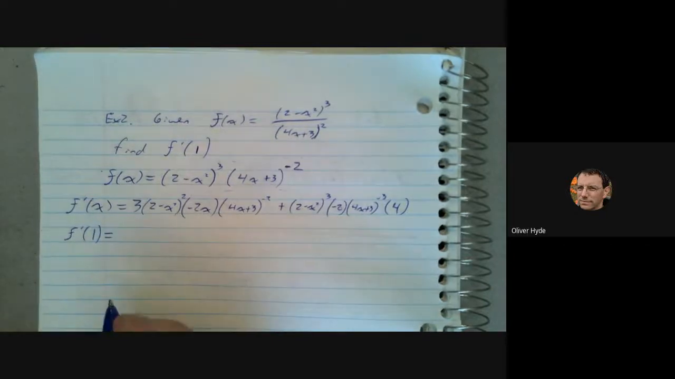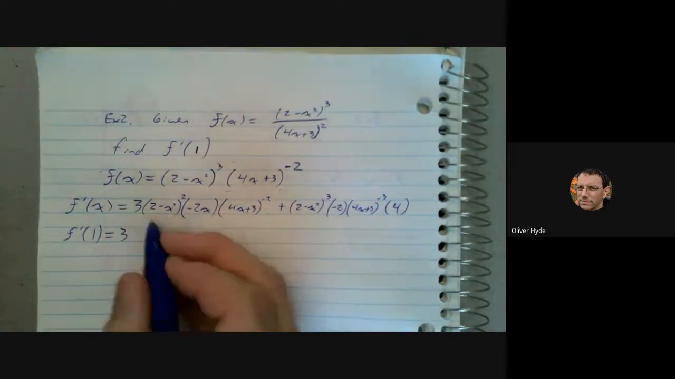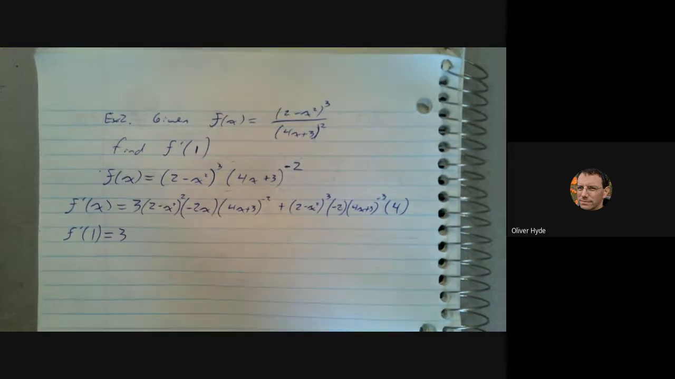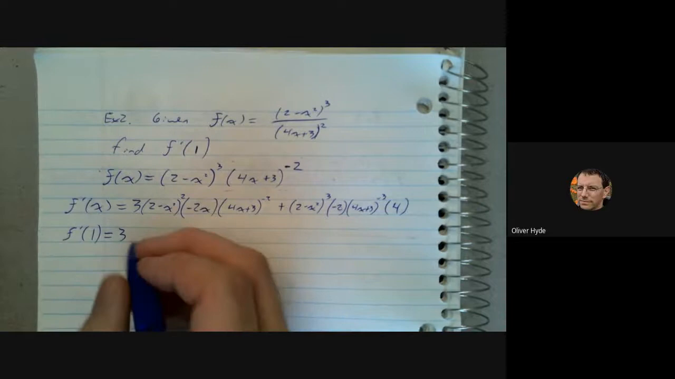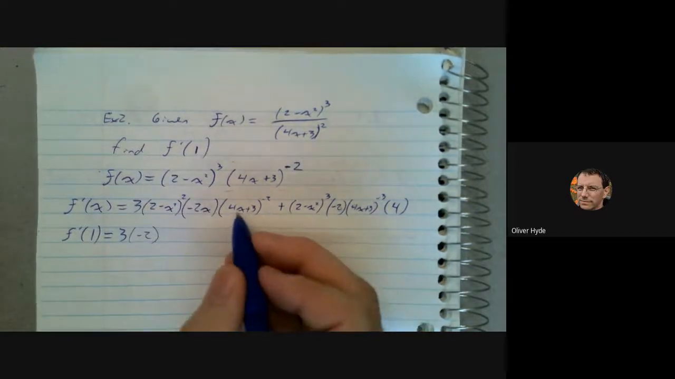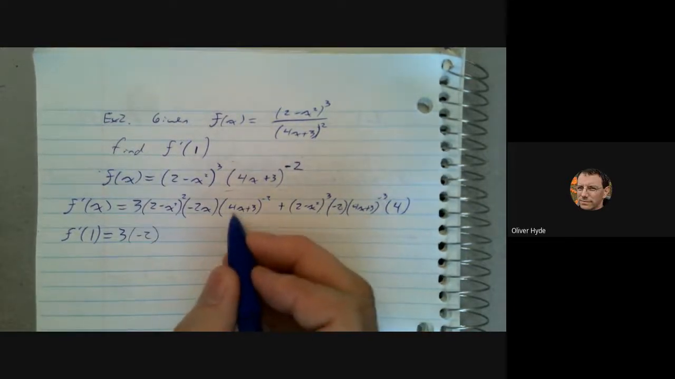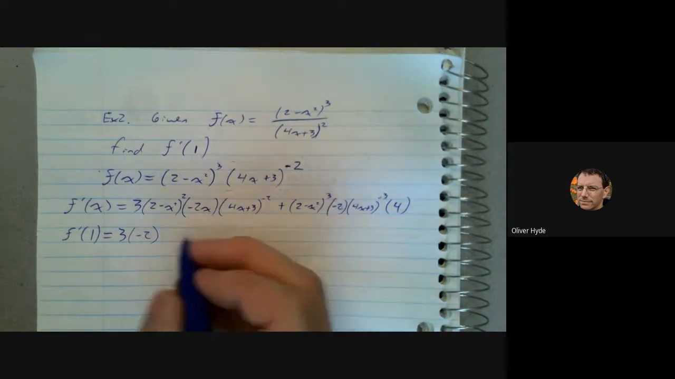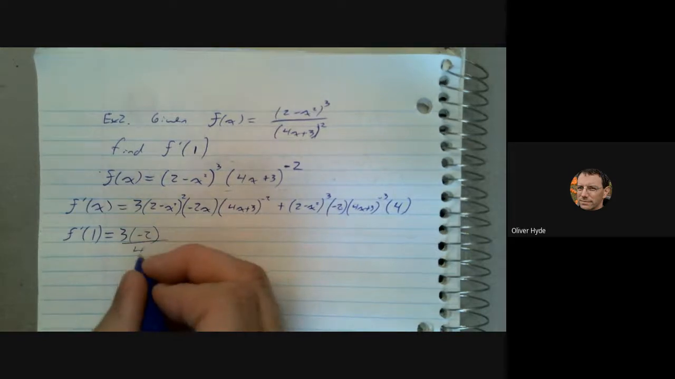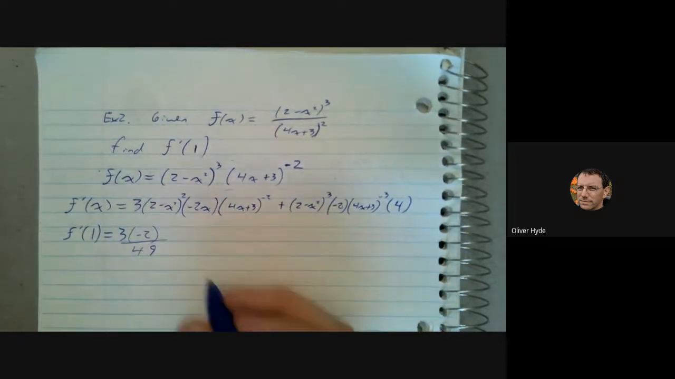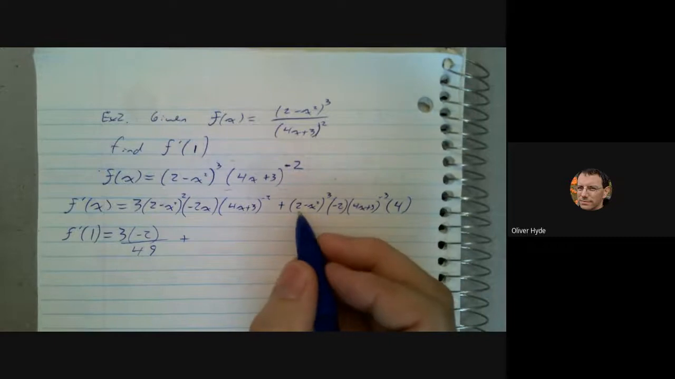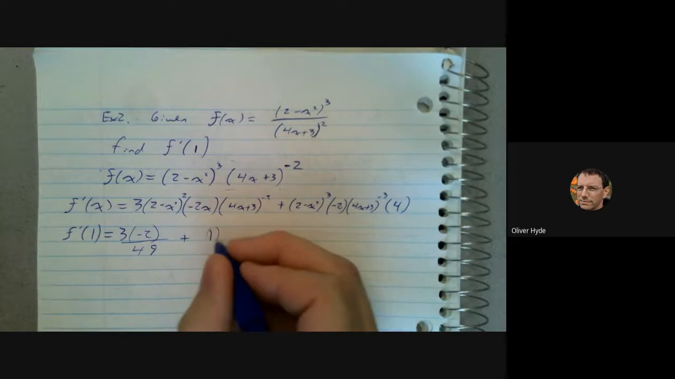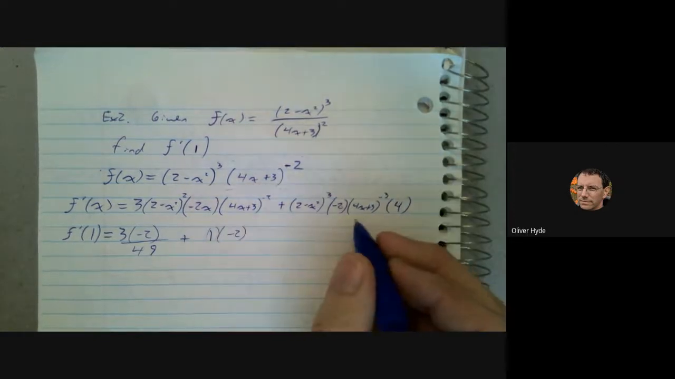f prime of 1 is going to be, let's see, 3. 1 squared is 1. 2 minus 1 is 1. 1 squared is 1. Maybe I don't write in a 1. -2 times 1 is -2. 4 times 1 is 4, plus 3 is 7. To the exponent -2 is going to be 1/49. Plus, let's see, 1 squared is 1, 2 minus 1 is 1, 1 cubed is 1. There's -2. Maybe I could have just gone -2.